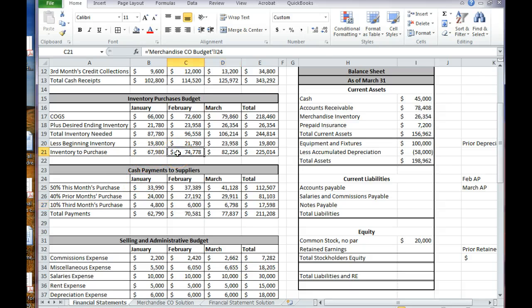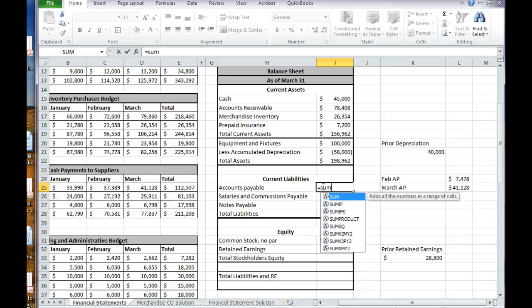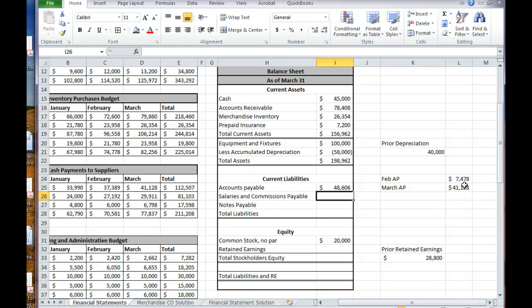But in February, we bought 74,000. We paid 37 off there, 29 off there, and the difference will be the 7,478. Same thing with March. We purchased that, and 41,000 there. All right, which means the rest of it's due there. So our accounts payable is going to be the sum of February and March's amounts that we purchased but did not pay. Again, that's kind of like accounts receivable. Spend some time looking at that. And make sure you can get those numbers.